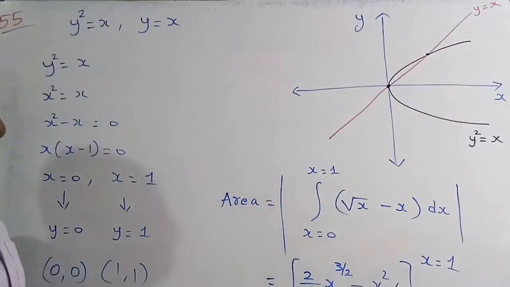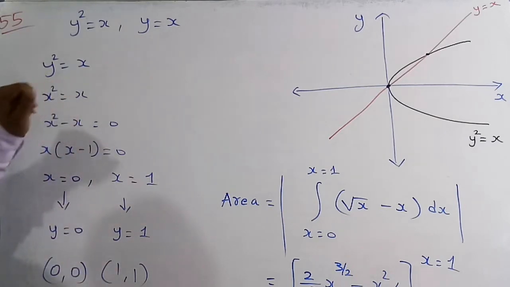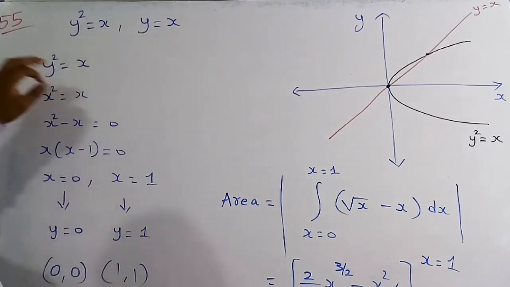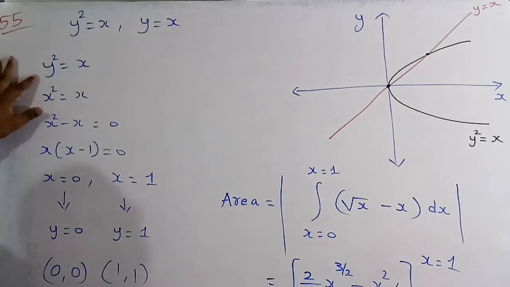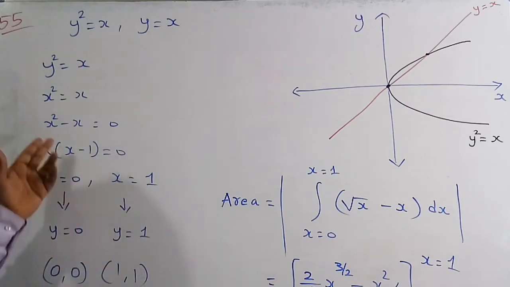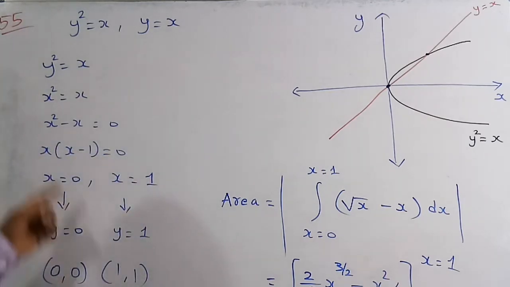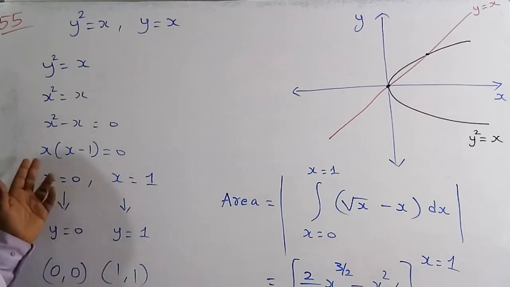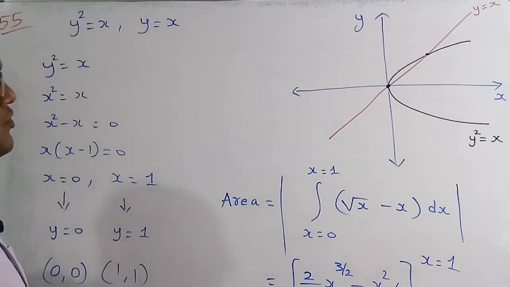If we want to find the intersection point between the two curves, then we have to simplify these two equations, y square is equal to x and y is equal to x. In place of y I am going to replace y with x, so I am going to get x square is equal to x. So I am going to take the x to the LHS and get finally x square minus x is equal to 0. I can take x as common, then I get x into x minus 1 is equal to 0. If I equate to 0, we get x is equal to 0 and x is equal to 1.